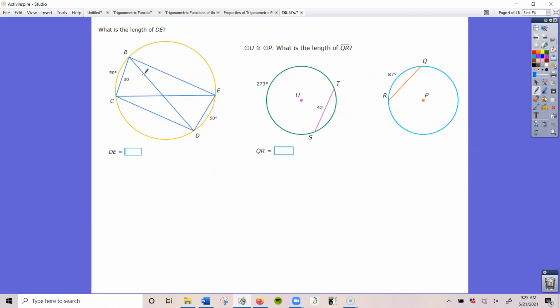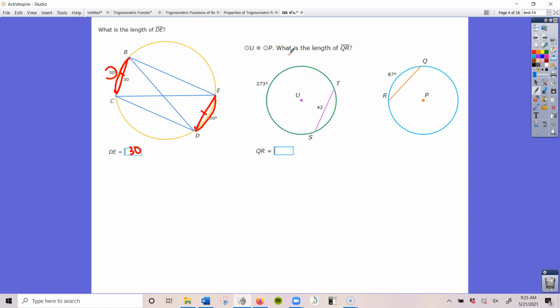Now over here, it's asking for the length of DE. Even though we don't see the markings, we see that this arc for this chord is 50, and the arc for this chord is also 50. That means that these chords here are the same. So since BC is 30, ED or DE is also 30.